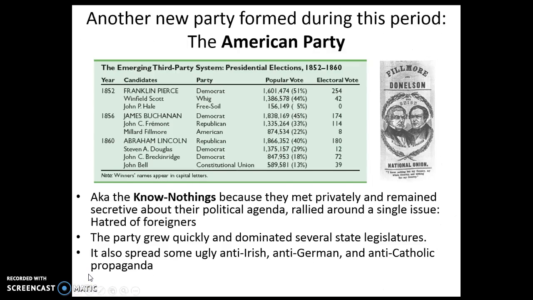So we have another new party that's going to be formed called the American Party. They were also known as the Know-Nothings because they met privately and remained secretive about their political agenda, and they rallied around a single issue, the hatred of foreigners. So this is obviously not the first time, and won't be the last time with our current president, where we focus on immigrants as a real problem, and an entire political party and a party platform is going to be dominated by the issues of foreigners. So the party grows quickly and dominated several state legislatures, and it spread some ugly anti-Irish, German, and Catholic propaganda. But as the Civil War dawns, foreigners become a substantially less important issue until after the Civil War.